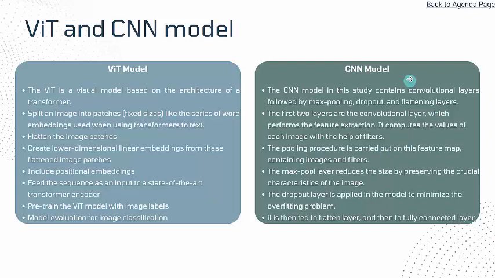The CNN model is as shown here. The first two layers are convolution layers, which perform the feature extraction, then the pooling procedure. We then do the max pool layer, presenting the crucial characteristics of the image. A dropout layer is also applied, and finally it's fed into the flatten layer and then the fully connected layer.